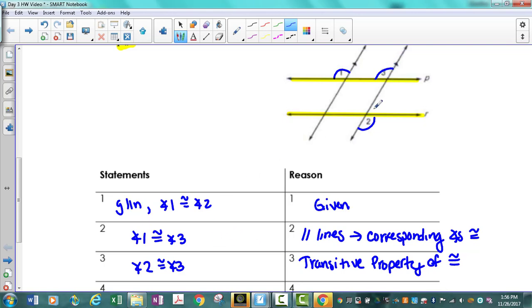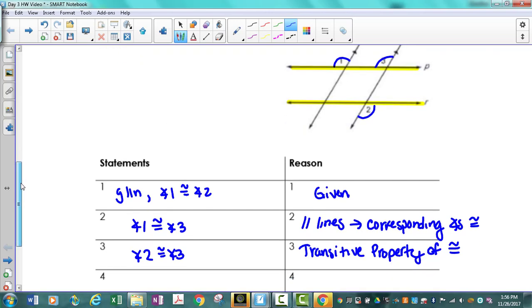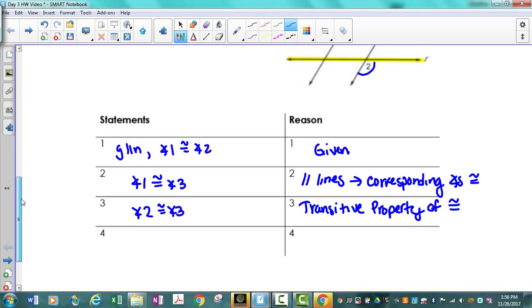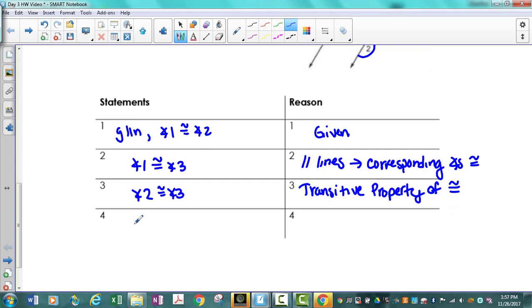Now, angle 2 and angle 3 actually share a special relationship with lines P and R and the transversal N. What type of angles could we name angle 2 and angle 3 as? That's right, we could name them as alternate exterior angles, and they are congruent. If alternate exterior angles are congruent, then the lines must be parallel. So finally, we can write our proof statement that P is parallel to R.